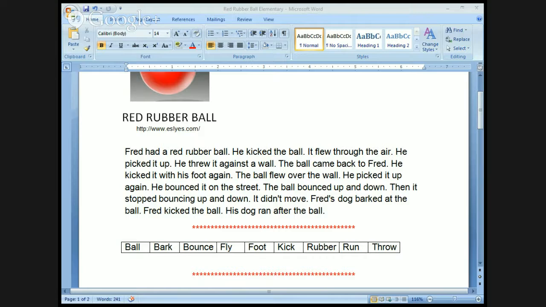The ball was bouncing up and down. The ball flew across the wall. The dog was barking at the ball that Fred kicked with his foot. The ball was a red rubber ball, and Fred's dog barked when Fred threw the ball. So it was Fred that threw the ball. As he threw the ball, his dog barked. See how easy that is?